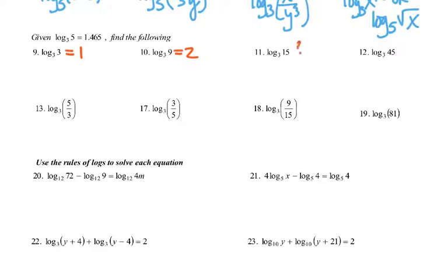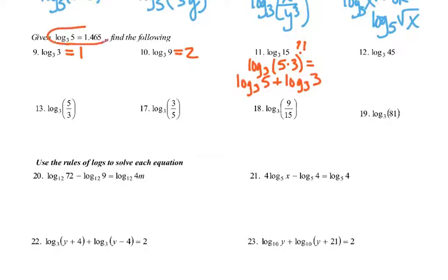Log base 3 of 15, before calculators, we didn't know. But we could rewrite this as the log base 3 of 5 times 3. And that could be expanded to the log base 3 of 5 plus the log base 3 of 3.